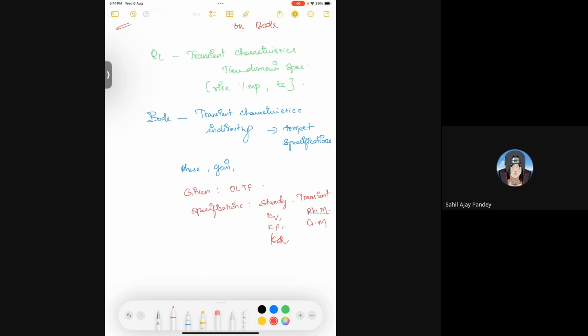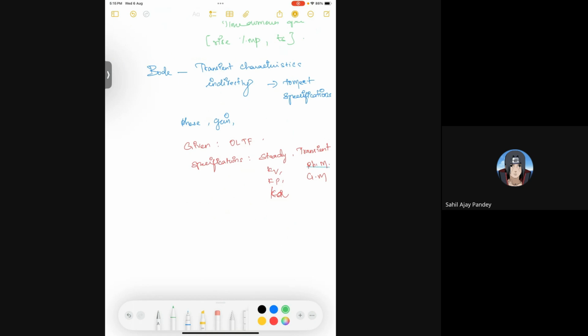So first of all, how do we attempt to achieve these specifications? First of all, we'll try to change the open loop gain. This is the simplest of all. So first, we'll try to change the K value and see whether the system attains this requirement, whether the system will be able to give the expected requirement.